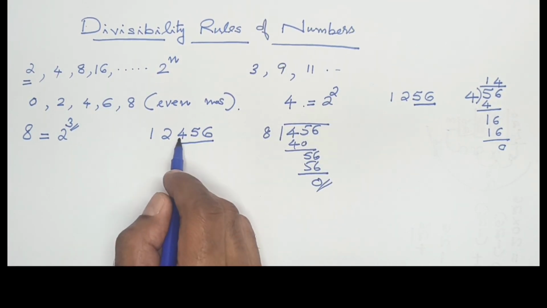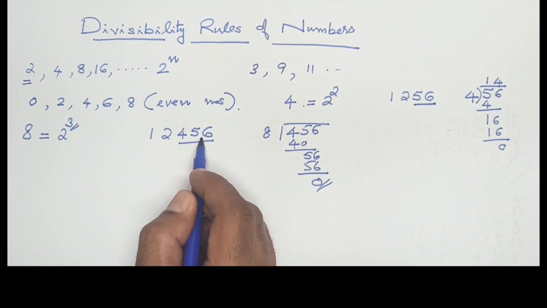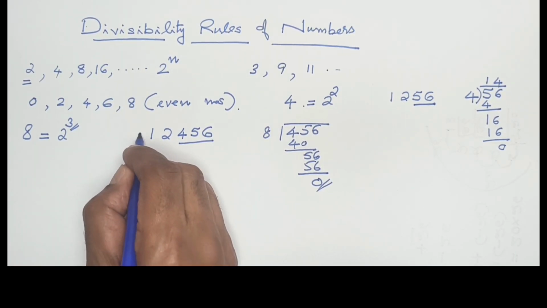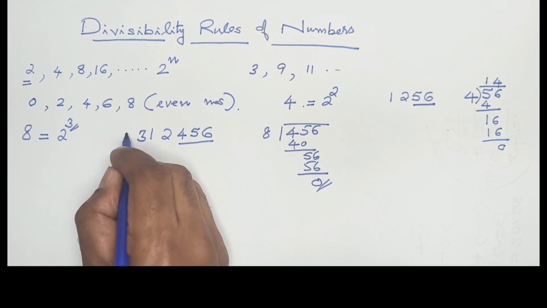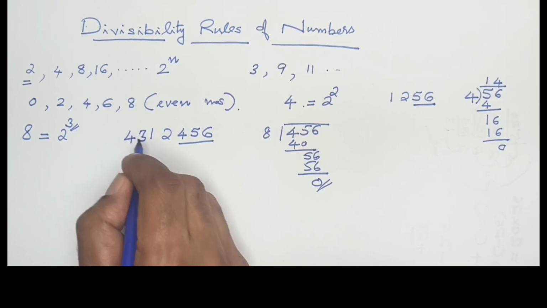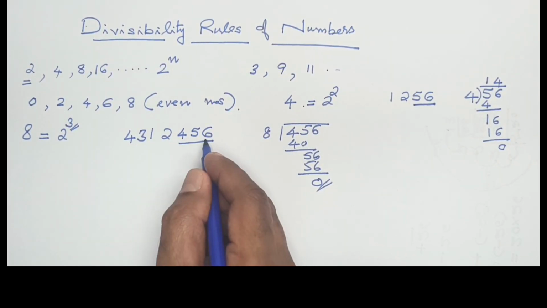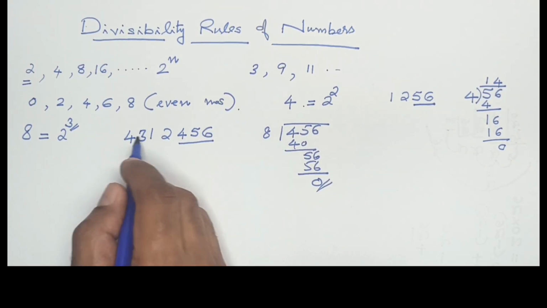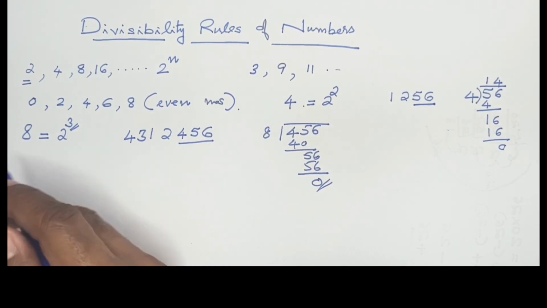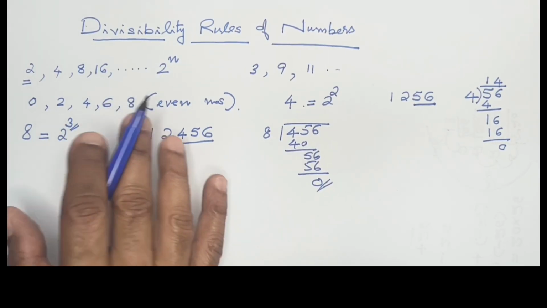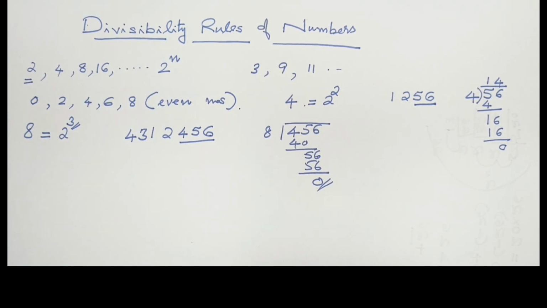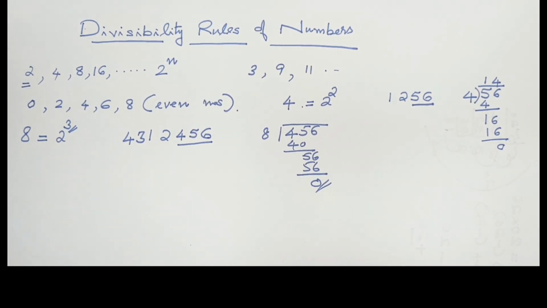Indicating 12,456 is divisible by 8. Like I said, you can put any number of digits. So if you write, say, 2 other digits, this is also clearly divisible by 8 because we just look at the last 3 digits only. Whatever number of digits you have to the left of 456, it doesn't matter. The whole big number you get by putting any number of digits to the left of this 456 will be divisible by 8. So that is the test of divisibility by 8.